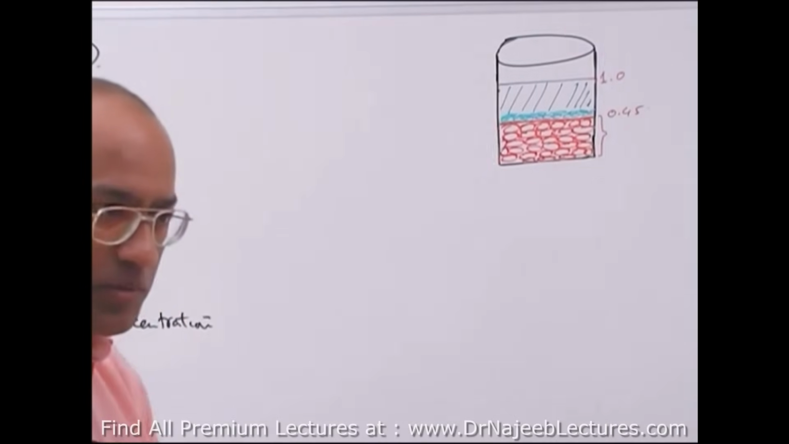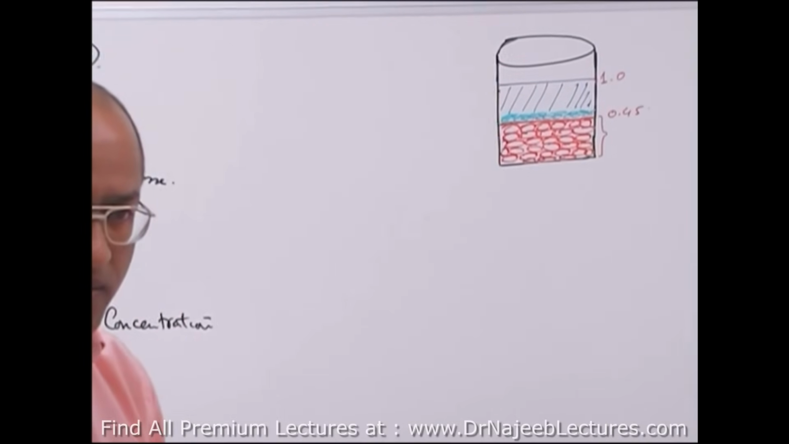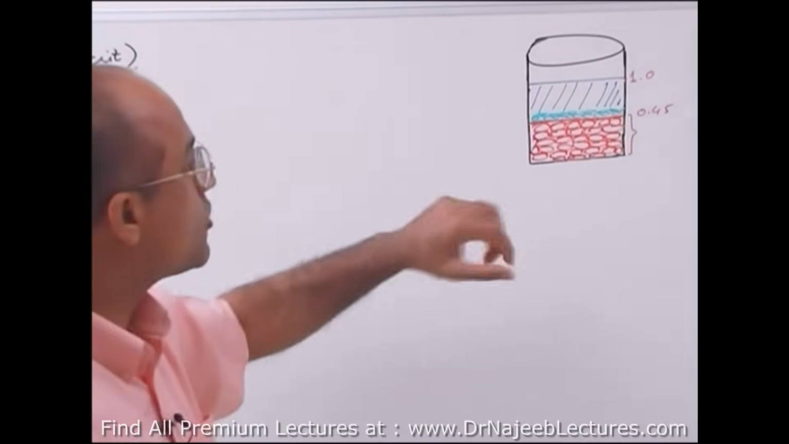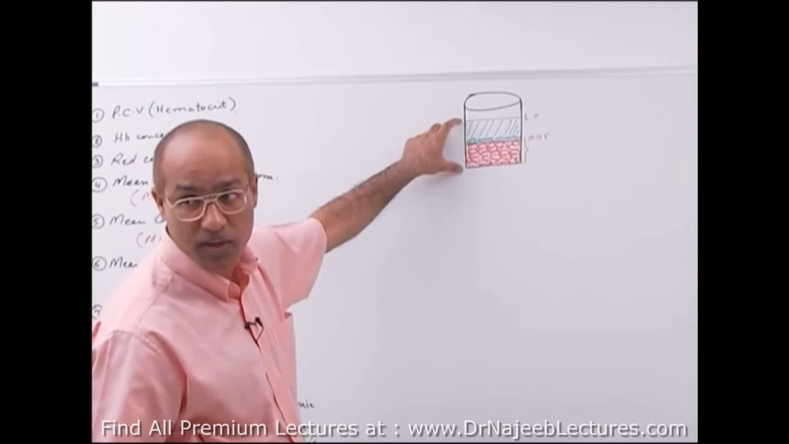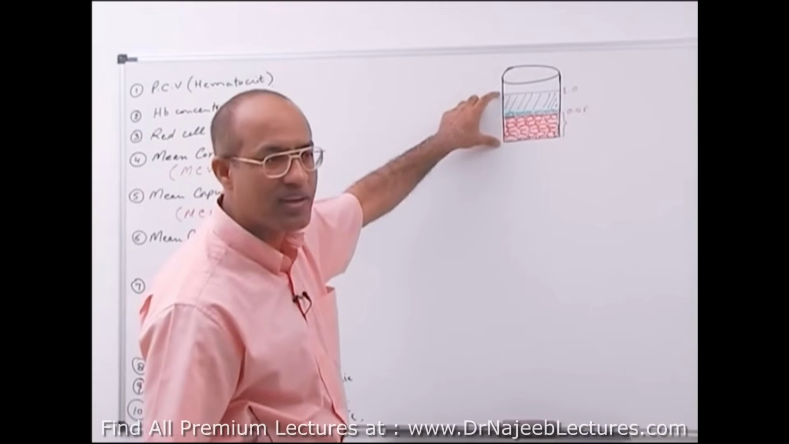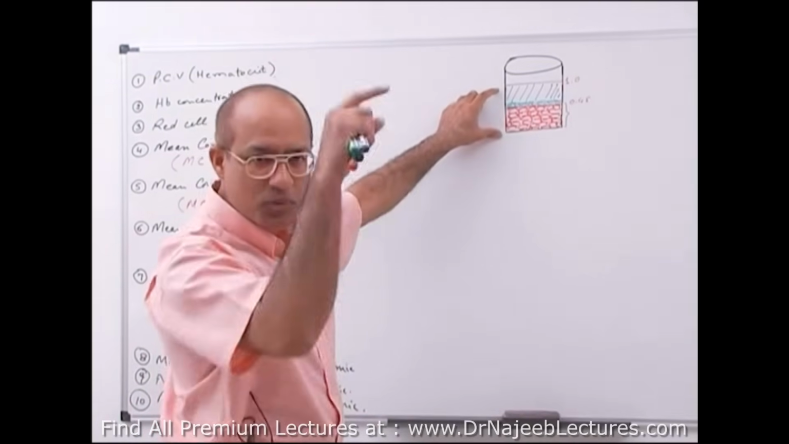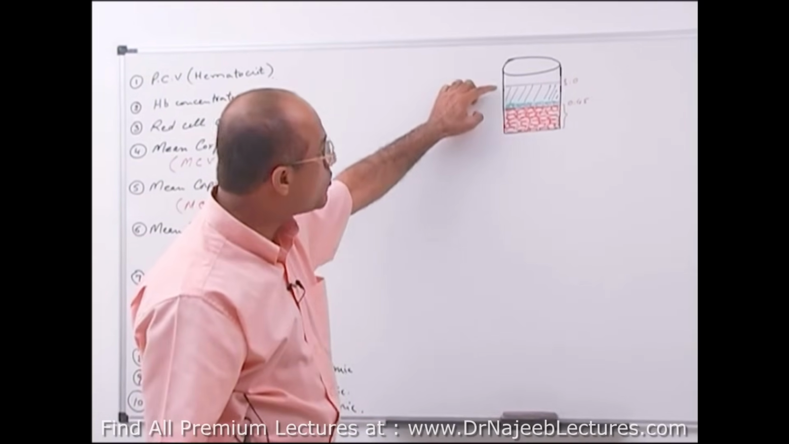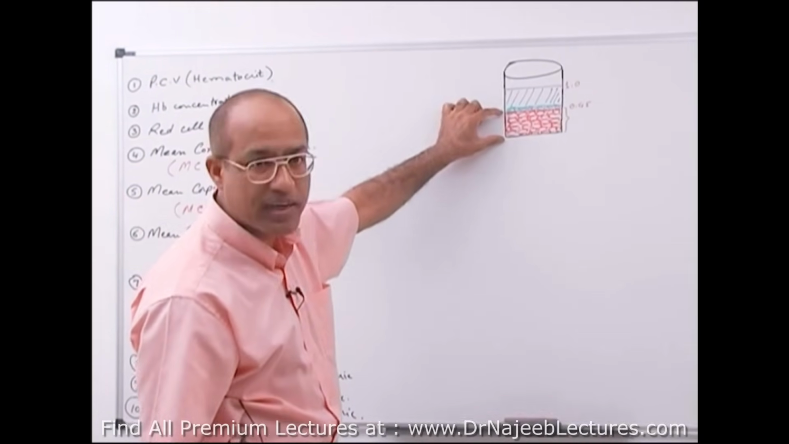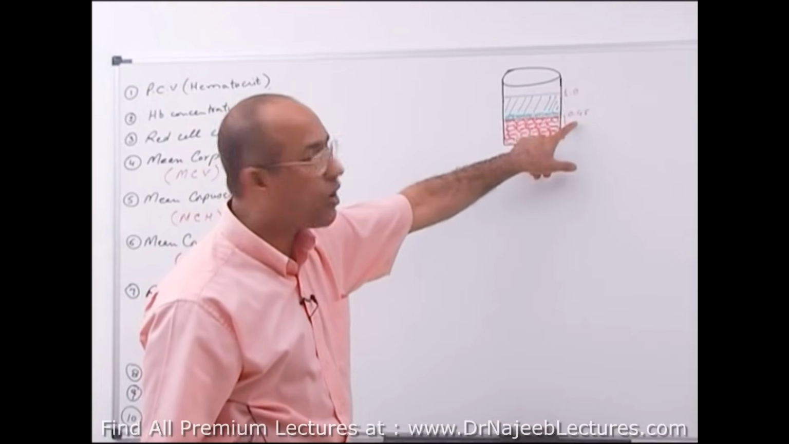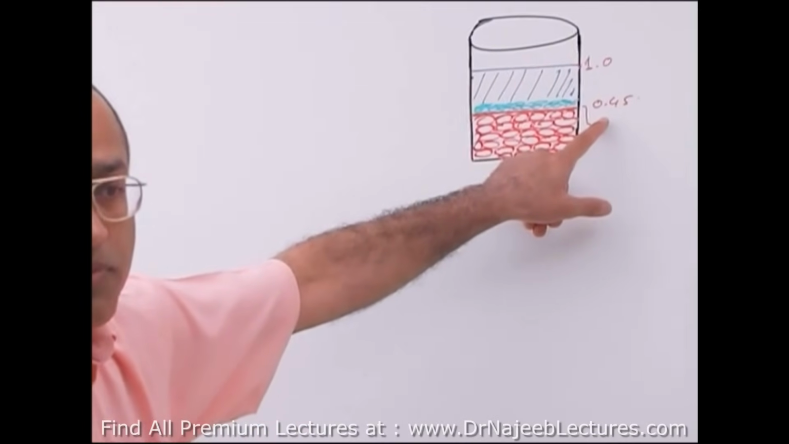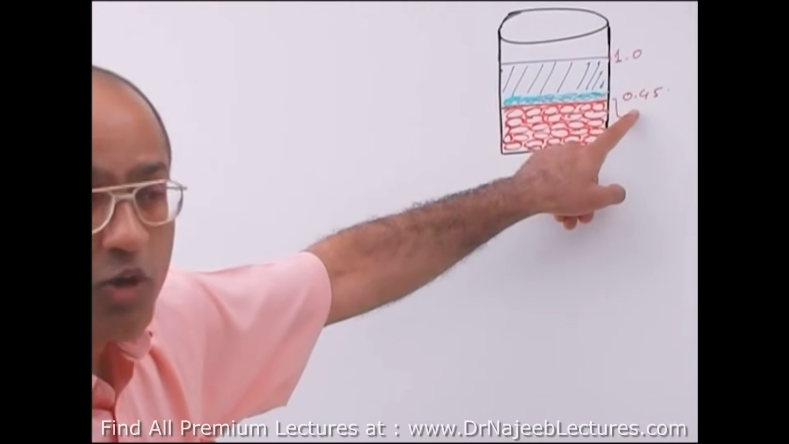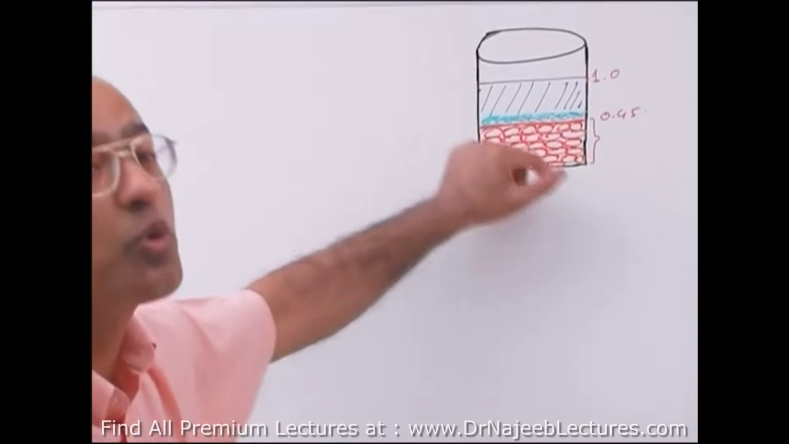Let me repeat it. Let's suppose we make it 1 liter. If this is 1 liter of blood, don't remove 1 liter from anyone. It's just an example. You centrifuge and settle the cells. Out of 1 liter, how much will be occupied by red blood cells? In this diagram, out of 1 liter, it is 450 mLs. Or we can say 45% of the total volume of the blood.